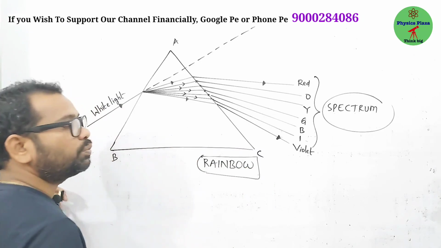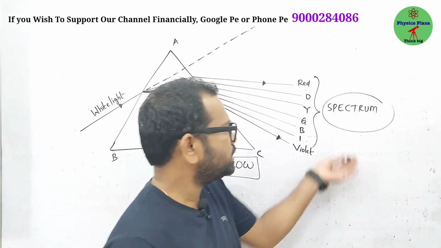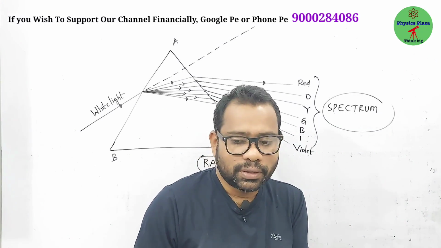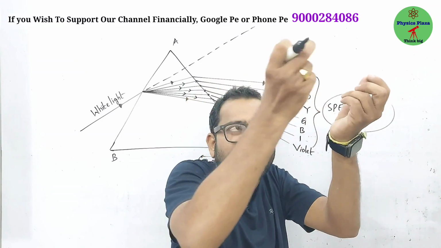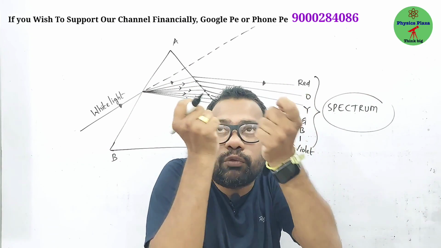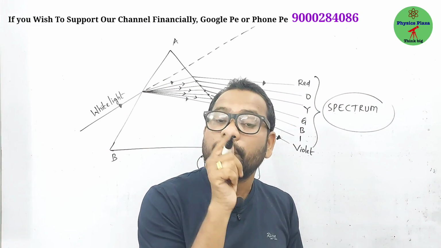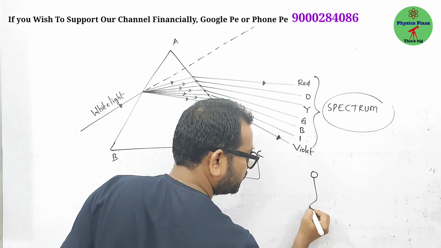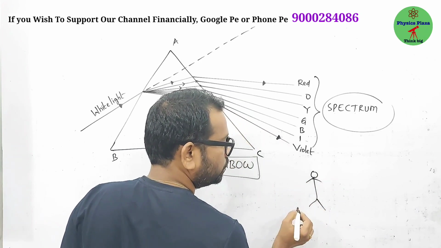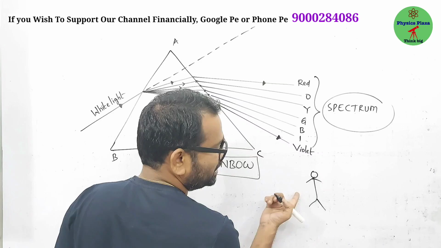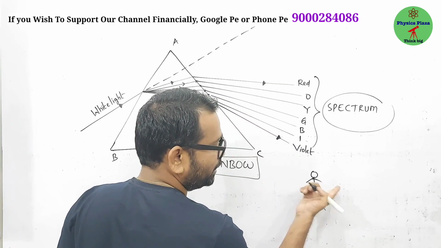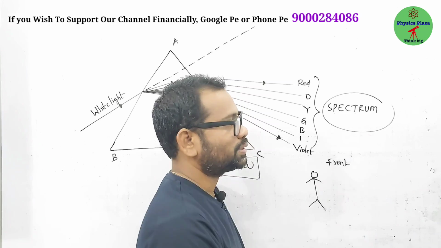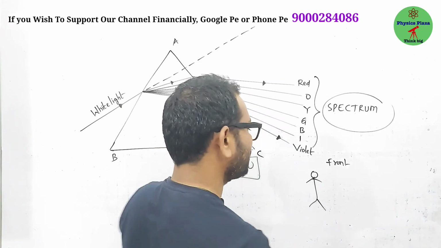Rainbow is like this natural spectrum, right? So how is this rainbow formed, do you know? After rain, when there is a slight drizzle, tiny water particles must be there. And one important condition, dear children: suppose a person is standing like this. Let us say this is the front. Please try to understand, okay?